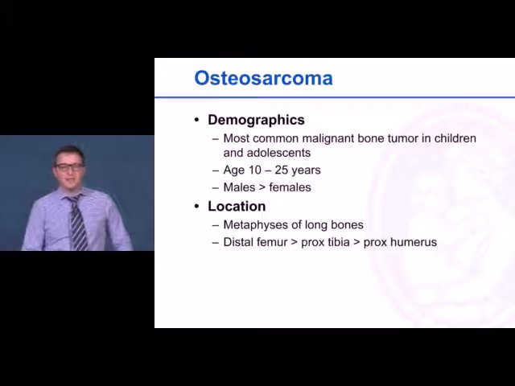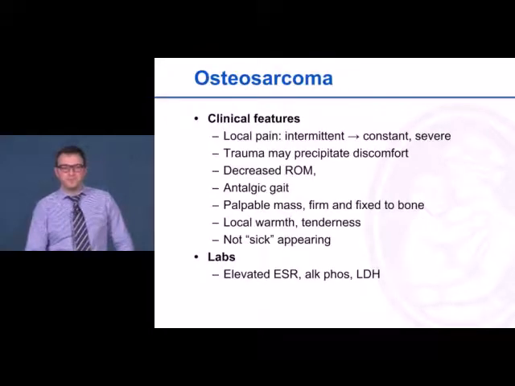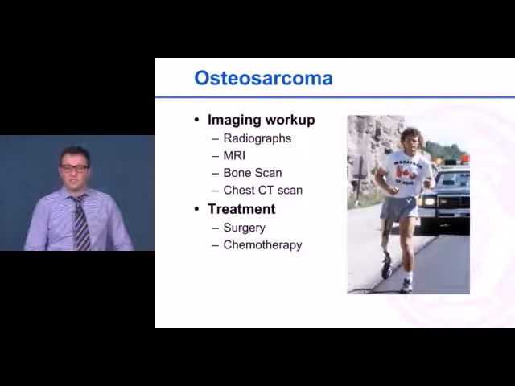It's more common in males than females, and it seems to be in the metaphysis of the long bones, primarily around the knee, in the distal femur, proximal tibia, or proximal humerus. Children will present with localized pain that's intermittent, constant, and severe. They'll have decreased motion, antalgia, sometimes they'll have a mass, but they won't really be sick in appearance yet. They'll have elevated inflammatory markers, ALK Phos, and LDH if you're going to do a test for them.